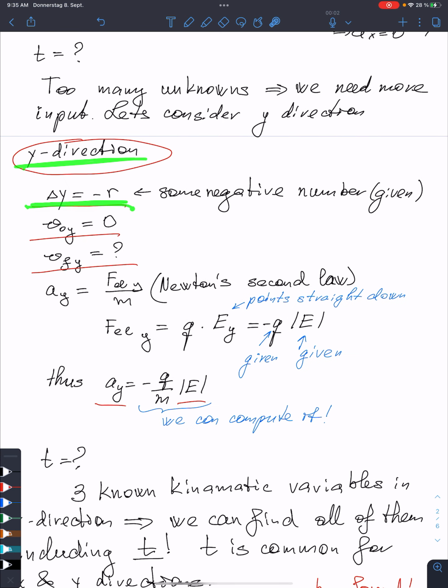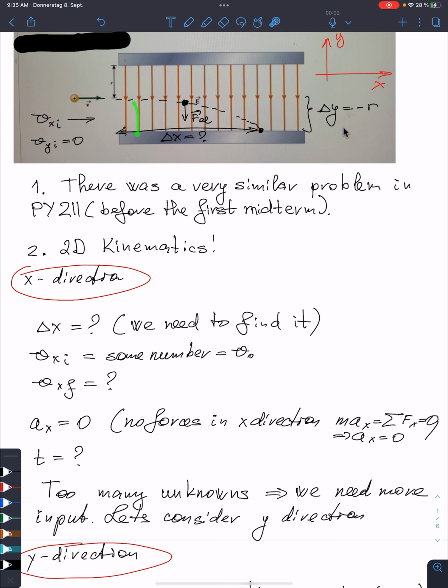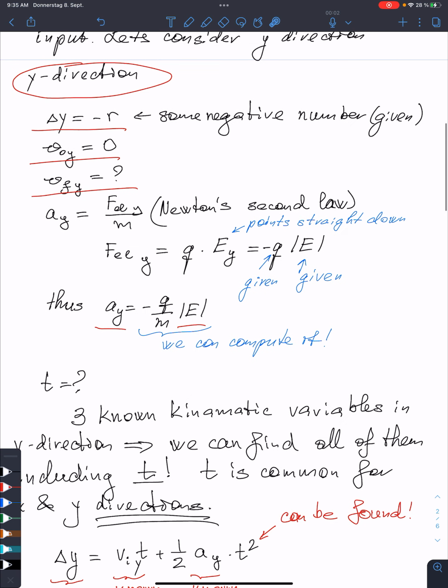So we know the distance the particle travels in the y direction. It's going to fall on this plate, so this distance the particle travels is given by this r. It's some number. Don't forget the negative sign over here because delta y is actually negative. The particle goes down. The initial velocity in the y direction is 0. The final velocity in the y direction is unknown.